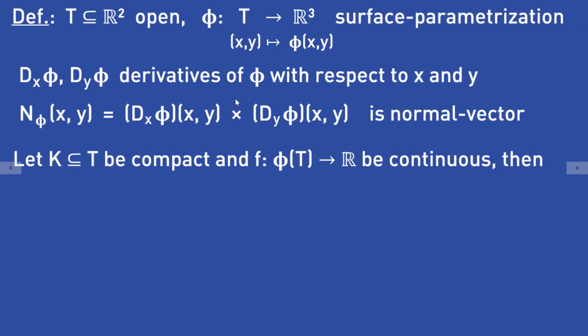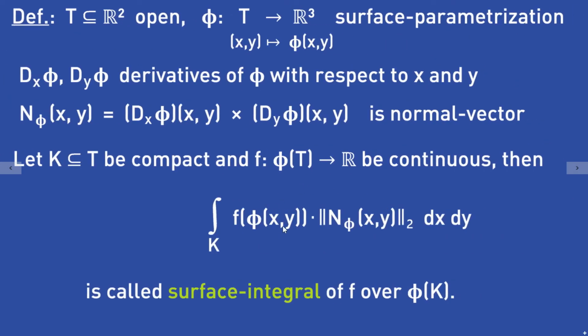Let K be a compact subset of the set T, and let f be a continuous function from phi of T to R. Then this here, the integral over K of f of phi of x, y times the Euclidean norm of this normal vector here, n phi of x, y, dx dy, is called the surface integral of the function f over phi of K. It is denoted like that. The S here stands for surface.